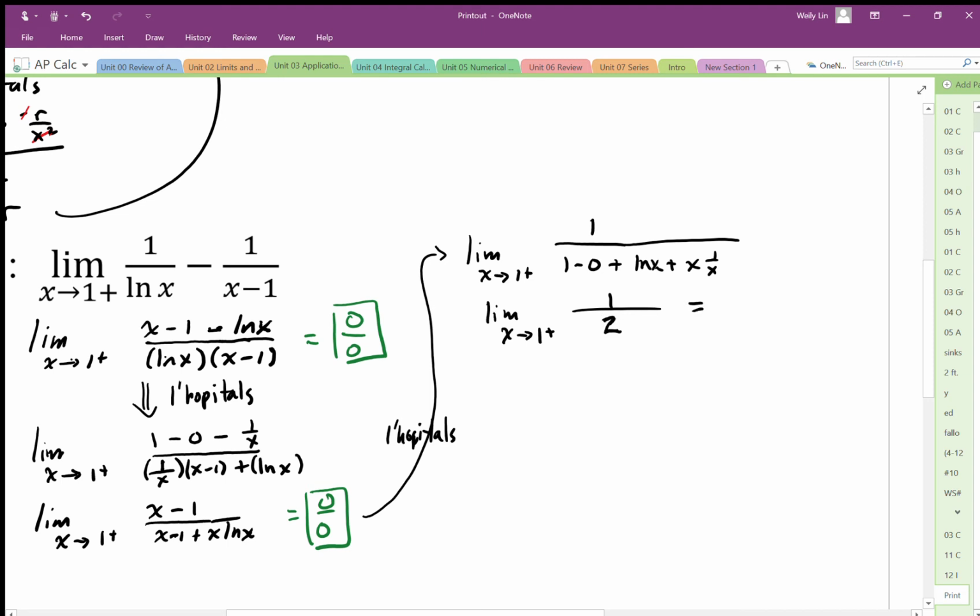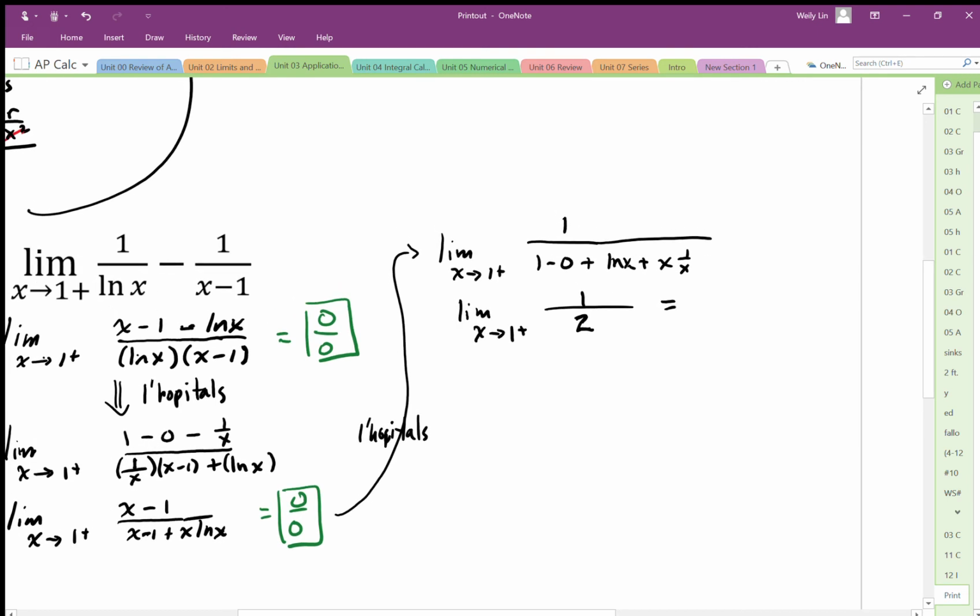Okay, I have no more x's in this expression. Oh, sorry, I do have x's in this expression. Let me just do that properly here. So I'm going to end up with 1 over 1 plus 1, which I'm going to make into 2 plus log x. When I apply the limit now, when I put the 1 in, I end up with 1 over 2 plus 0, or 1 over 2. So that ends up being the limit of that particular problem.